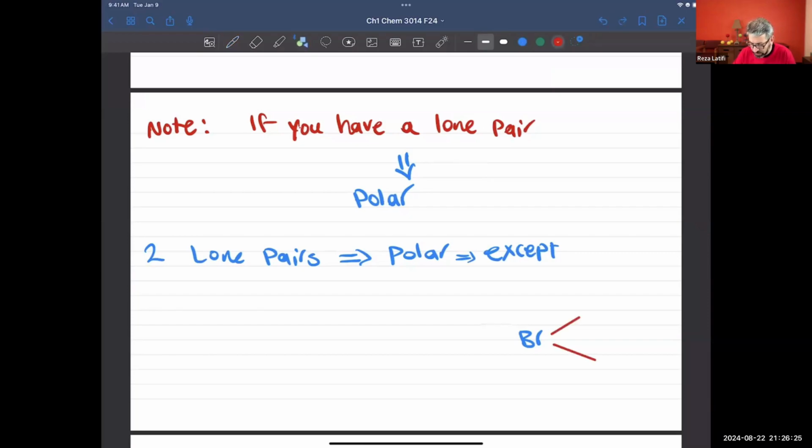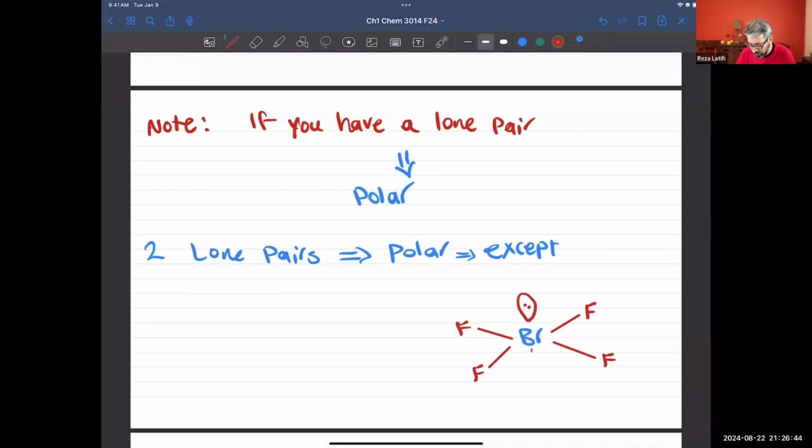Square pyramid, square planar, my bad. Square planar. Let me double check it. Or we can use xenon tetrafluoride, my bad. We can use xenon tetrafluoride. I think that's going to be a better example. Because you have 2 lone pairs, those 2 lone pairs will cancel each other. So this molecule will be non-polar.